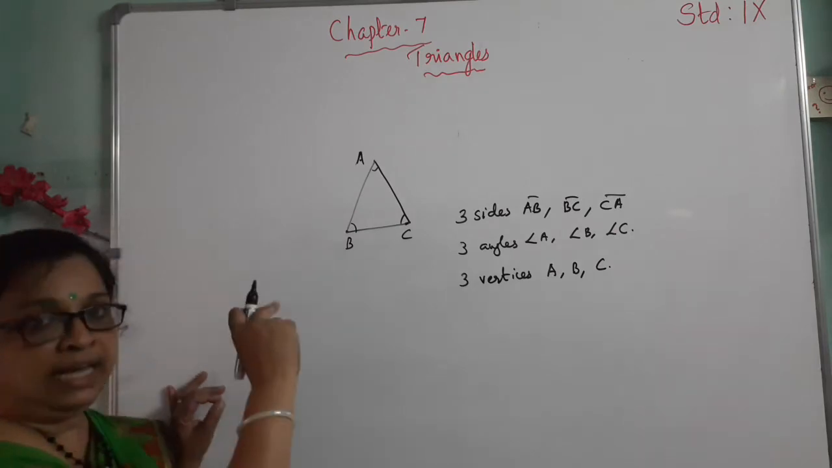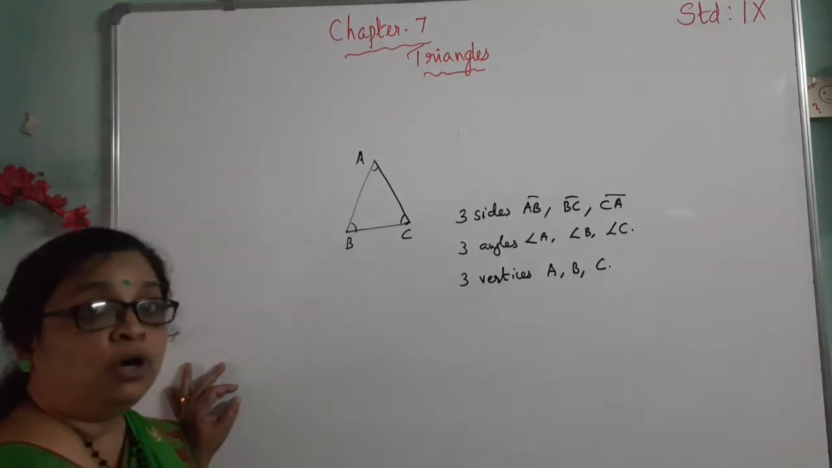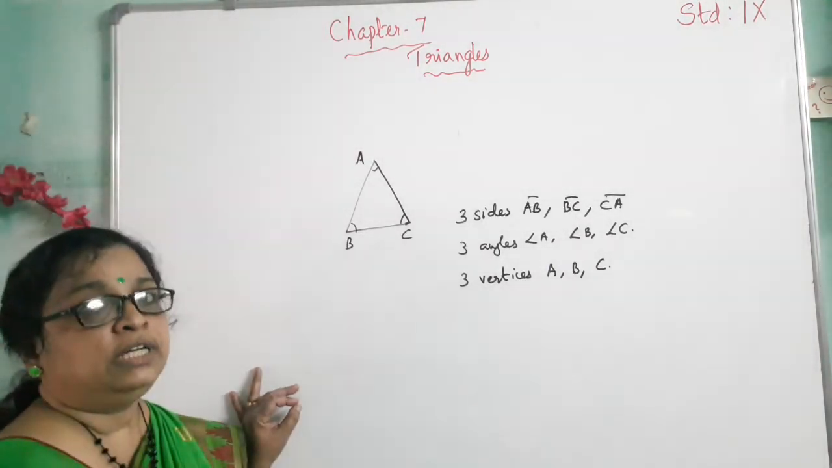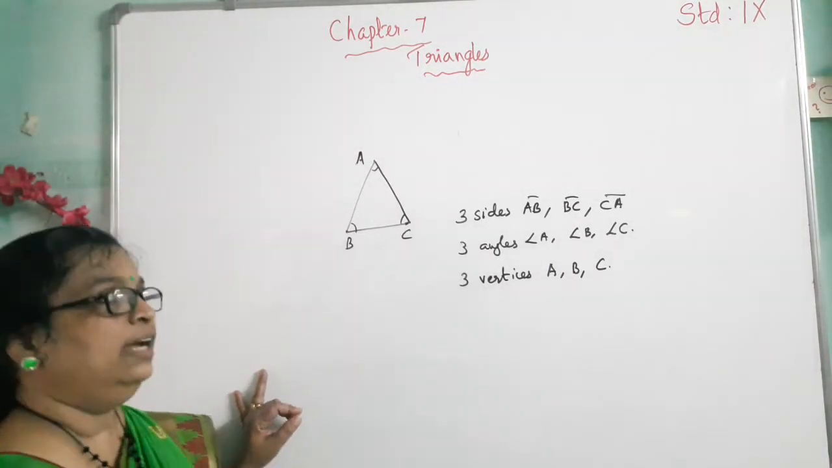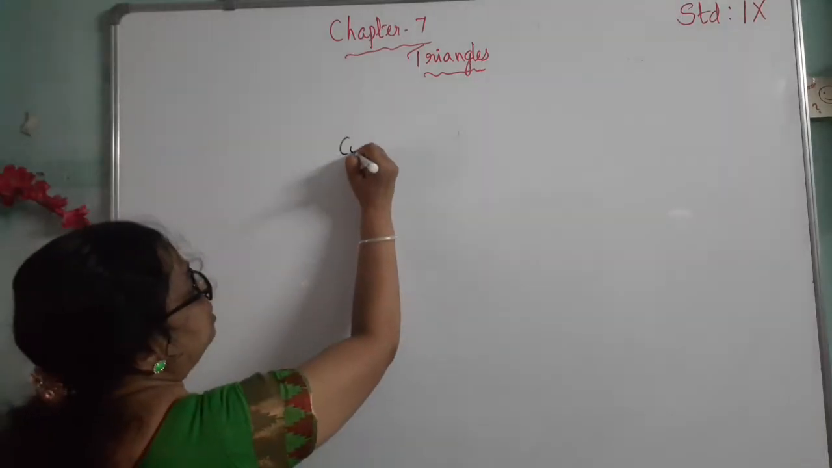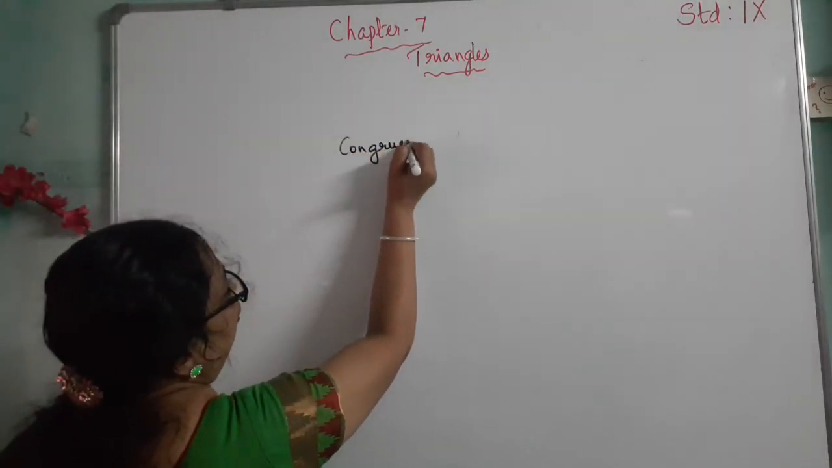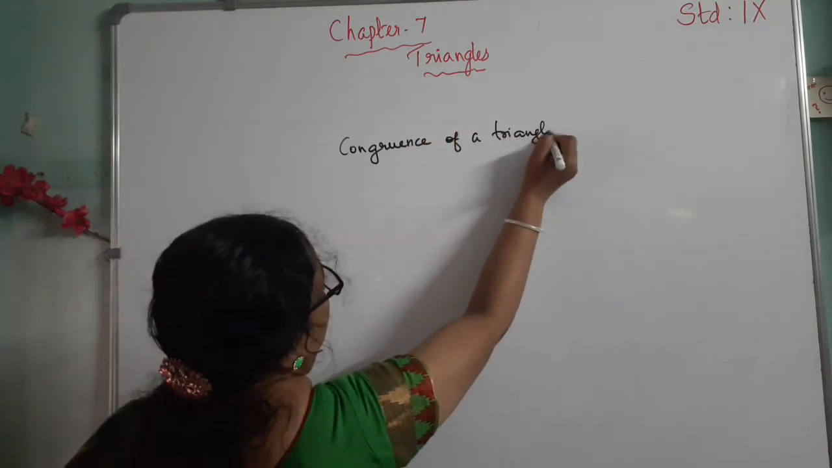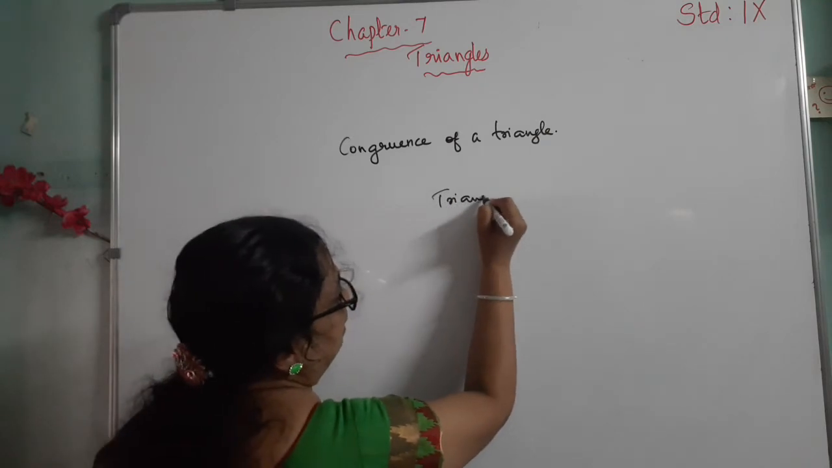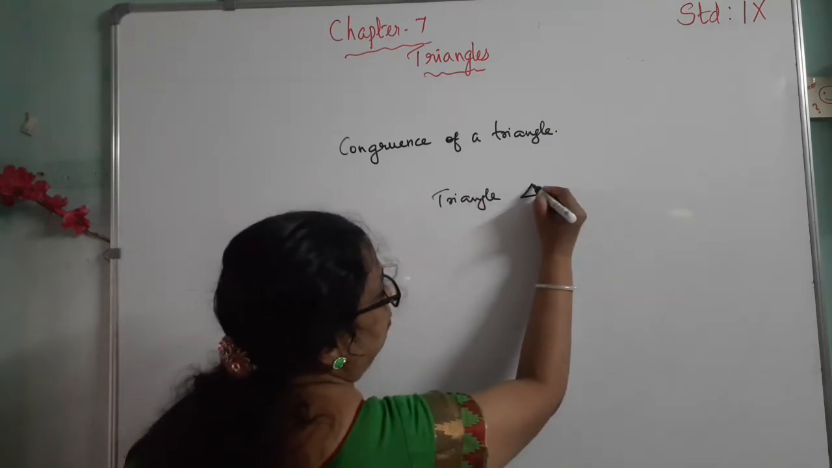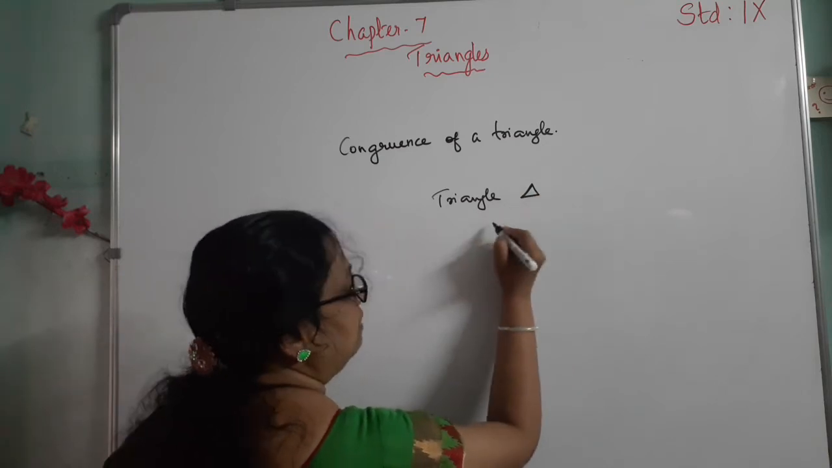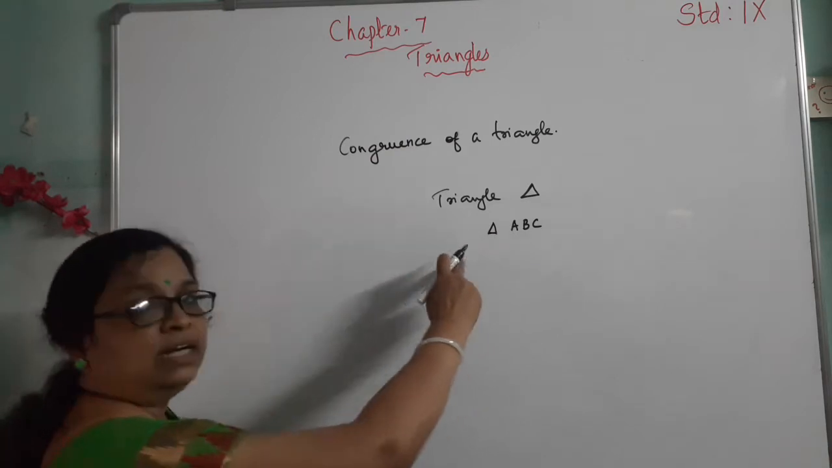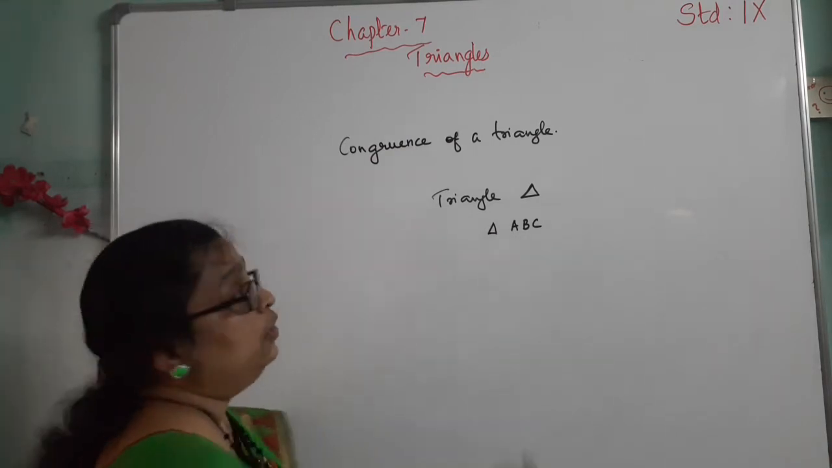In this lesson on triangles we will study congruence of triangles and rules of congruence, then more properties of a triangle and inequalities in a triangle. Okay, then congruence of a triangle. Triangle we denote with a small triangle symbol. When we have a triangle ABC, we write it as triangle ABC and read it as triangle ABC.